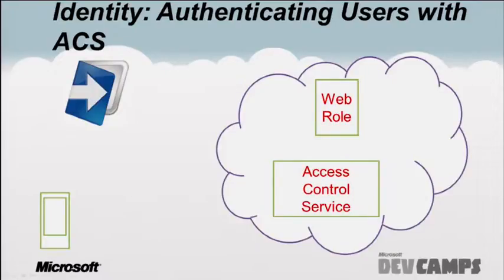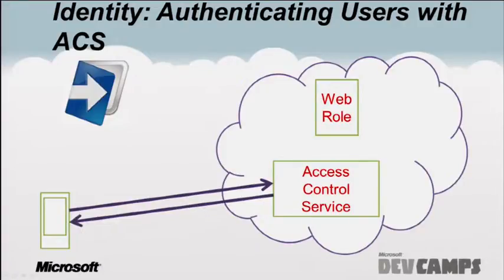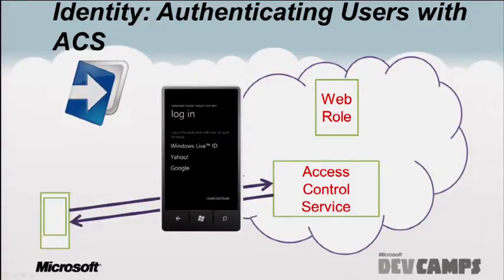But essentially, from the device side of things, it's just the same as the website BlobShare. BlobShare is just a client, and clients can be configured to utilize ACS. Now, in this case, our device is a client, and we've already got ACS configured, and we've gone out and requested a list of our identity providers. You can see in this case we've configured it for Live, Yahoo, and Google.